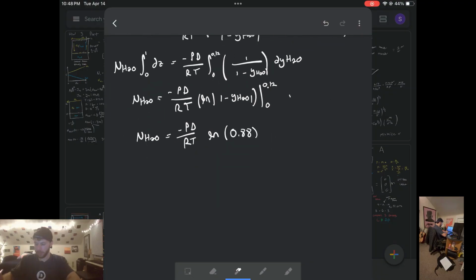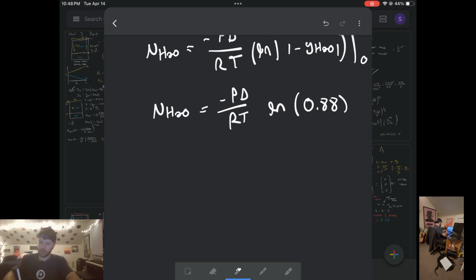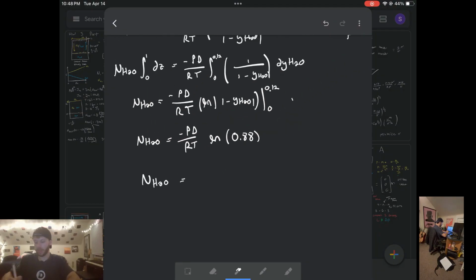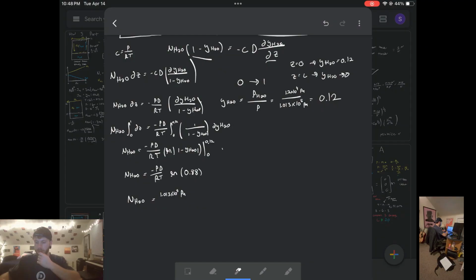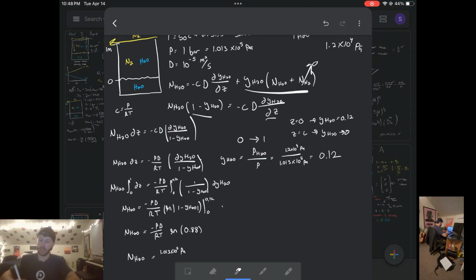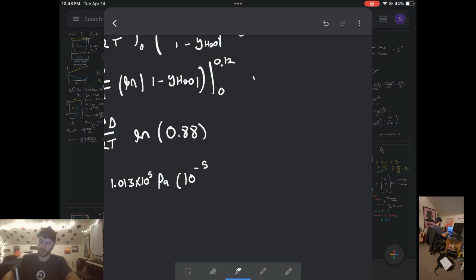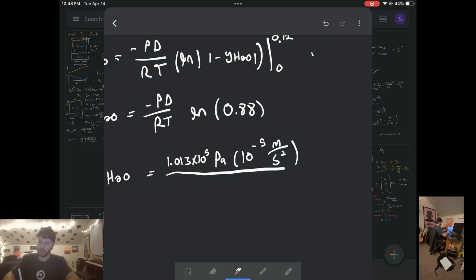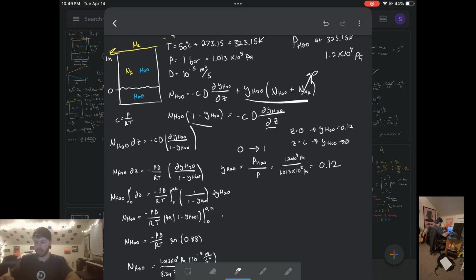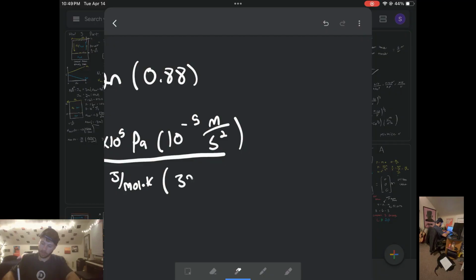So we can plug in our values here, and we'll find that the total flux of our water is equal to our negative pressure, so we said 1.013 times 10 to the 5th pascals, times our diffusion coefficient 10 to the negative 5th meters squared per second, divided by our gas constant 8.314 joules per mole Kelvin, and our temperature, which we said was 323.15 Kelvin, multiplied by the natural log of 0.88.